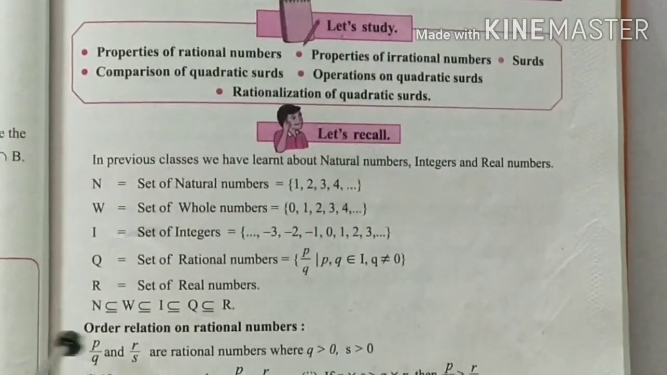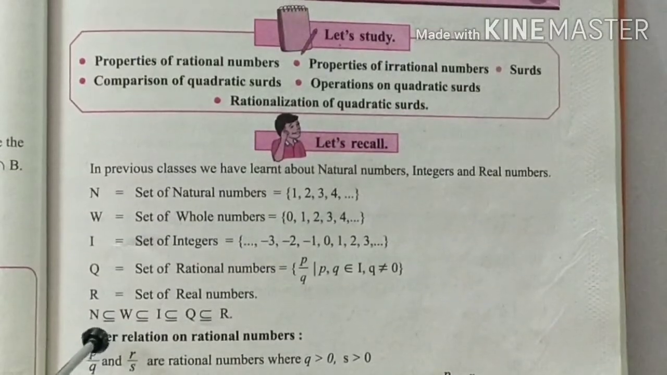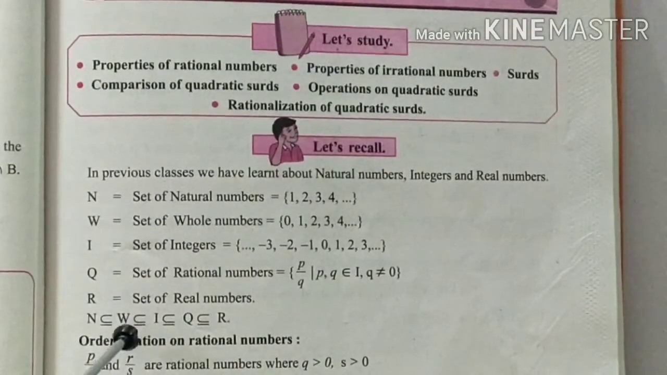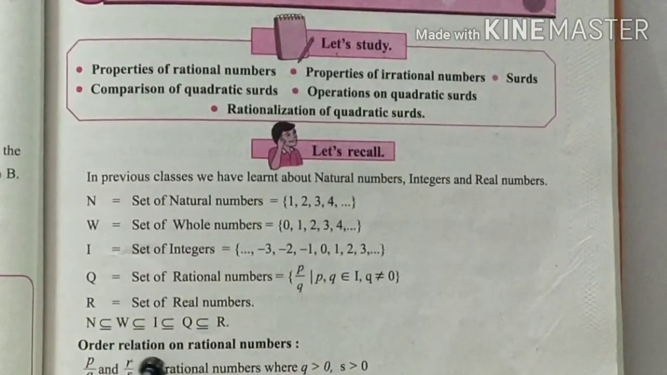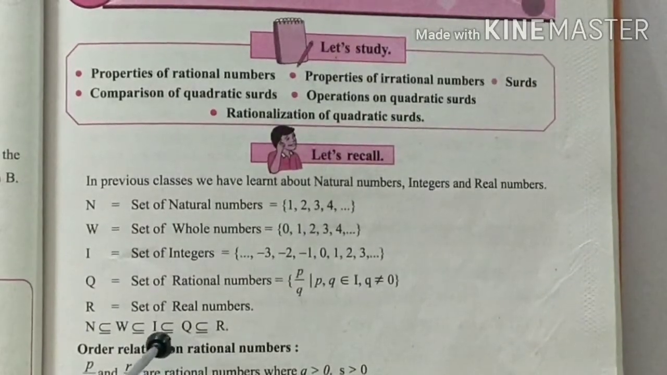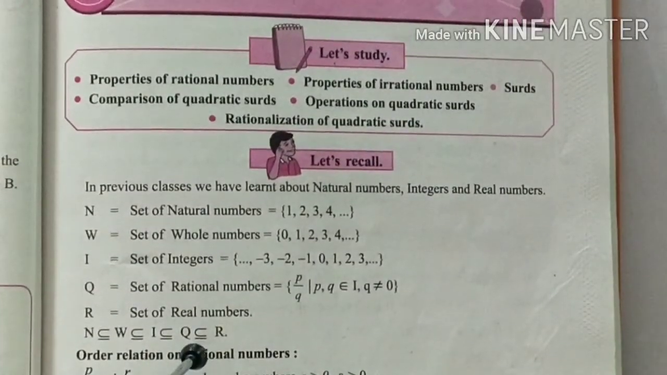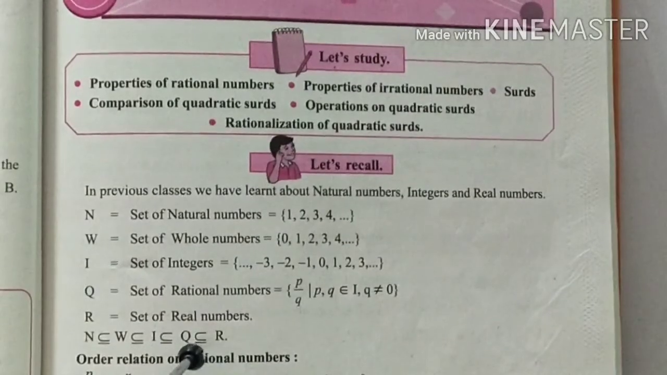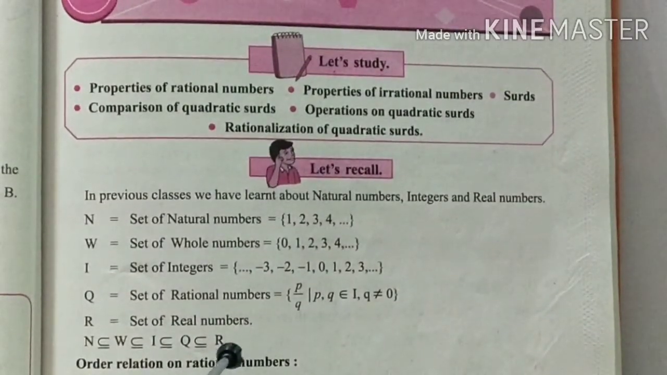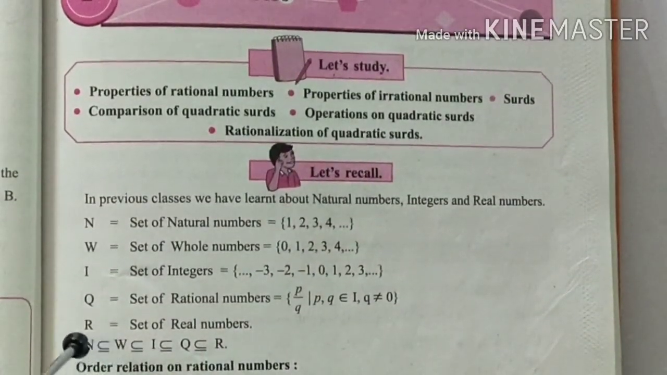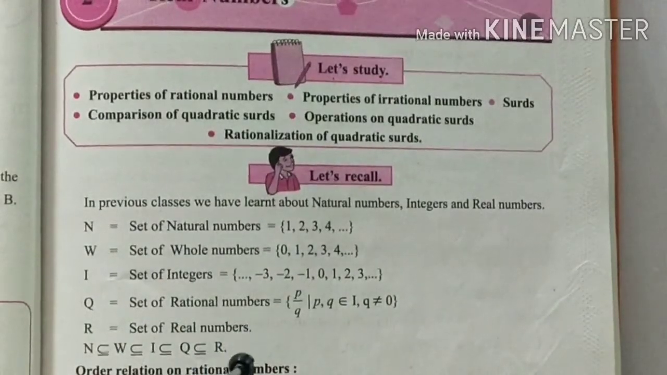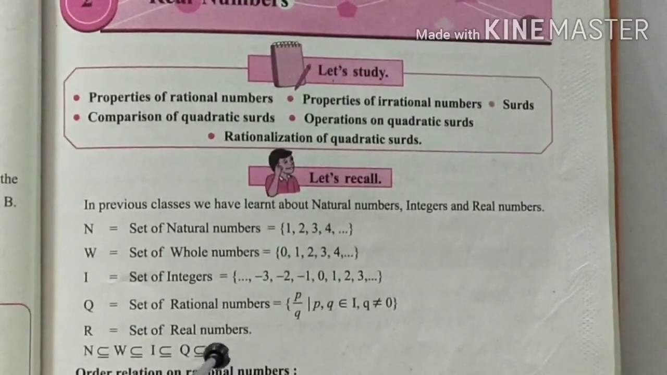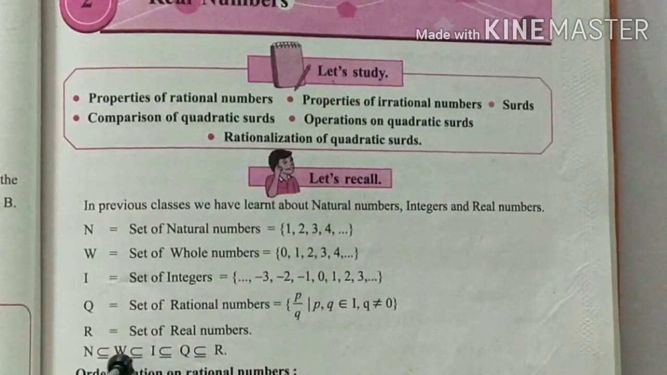According to the subset relation, we can say that N is a subset of W, which is again a subset of I, meaning integers, which is a subset of Q, rational numbers, and is a subset of R, real numbers. Means in this case R becomes the universal set for the remaining sets.